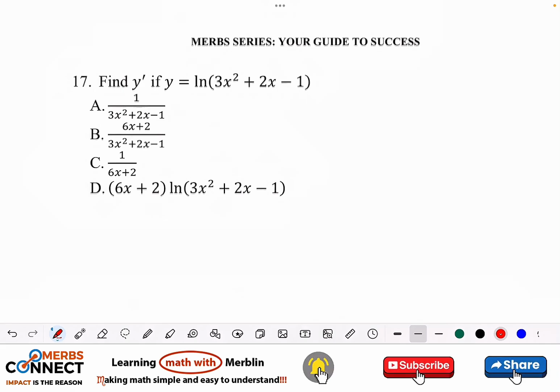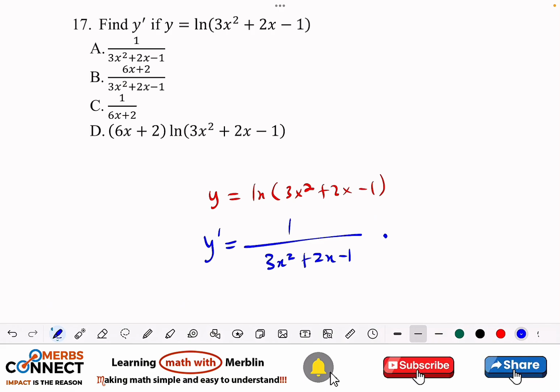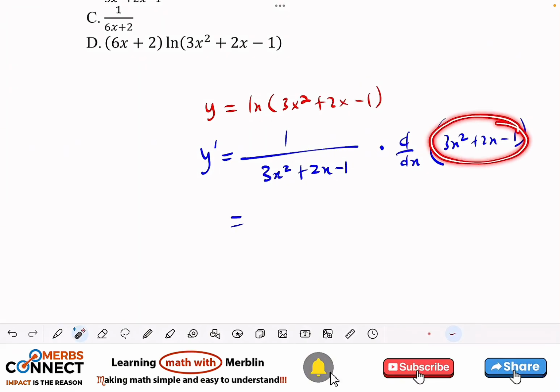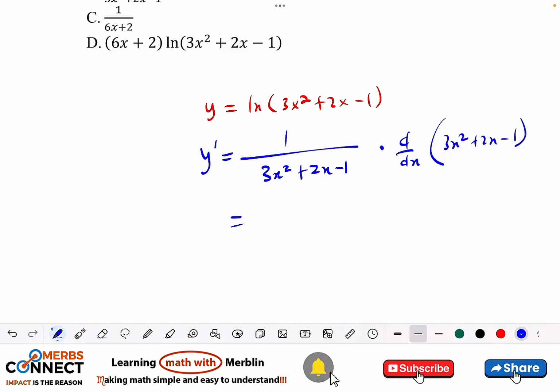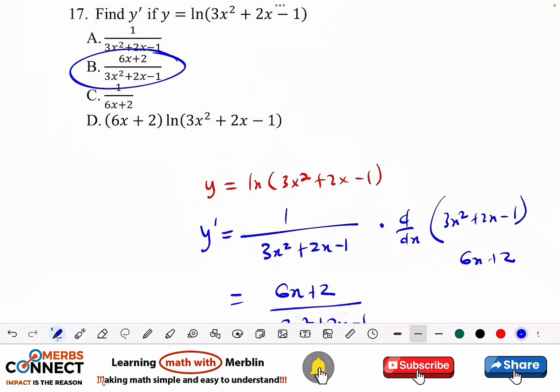Now let's differentiate this. We want to differentiate the log function 3x squared plus 2x minus 1. So we said for a log function, 1 divided by what is inside the parentheses, which is 3x squared plus 2x minus 1, times what we get when we differentiate what is inside the parentheses. When I differentiate this, I'm going to have 6x plus 2. So I'm going to have 6x plus 2 divided by 3x squared plus 2x minus 1. So very simple from there. And we are going to have B.